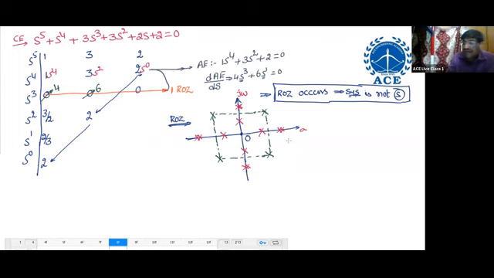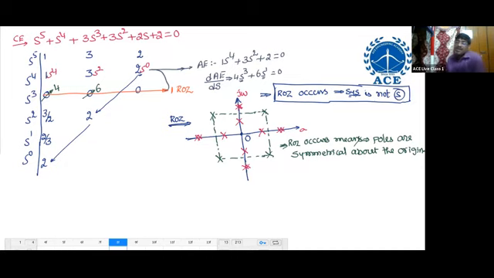Row of 0 occurs means poles are symmetrical about the origin.